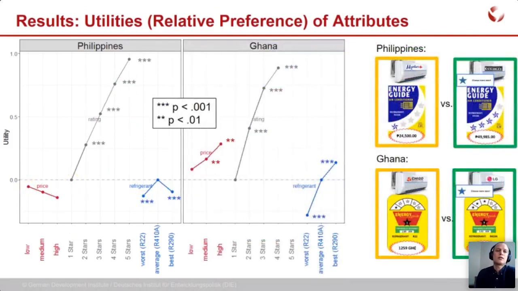Now looking also at the attributes for Ghana, we see a similar pattern. Rating has a tremendous effect on choice, and we find that also refrigerant influences choices. So air conditioners with the better, greener refrigerant is preferred in Ghana.